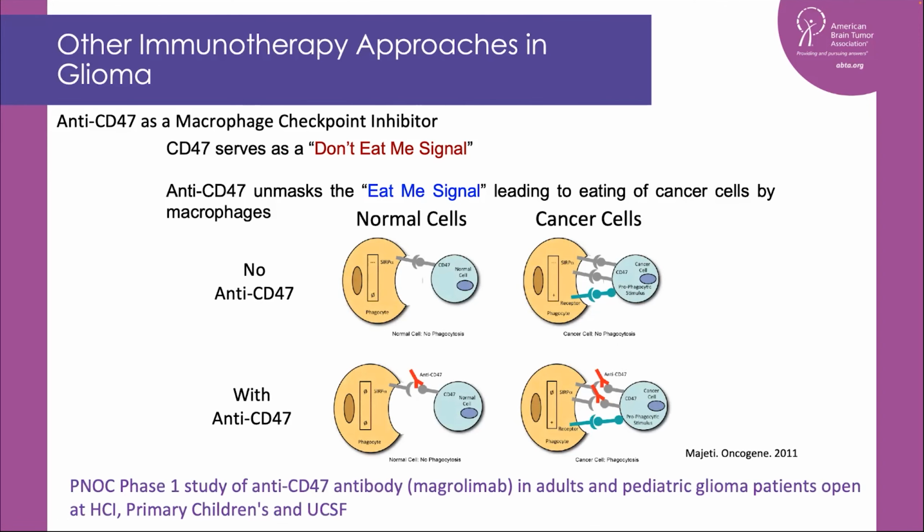And so we do have a study about to open in adults and pediatric gliomas and GBMs. It's here, it's at Primary Children's here at University of Utah and at UCSF. It'll be the first test in brain tumors of this approach to trying to activate the immune system.